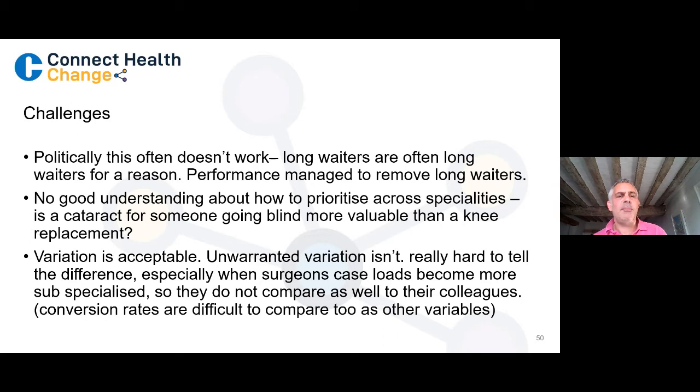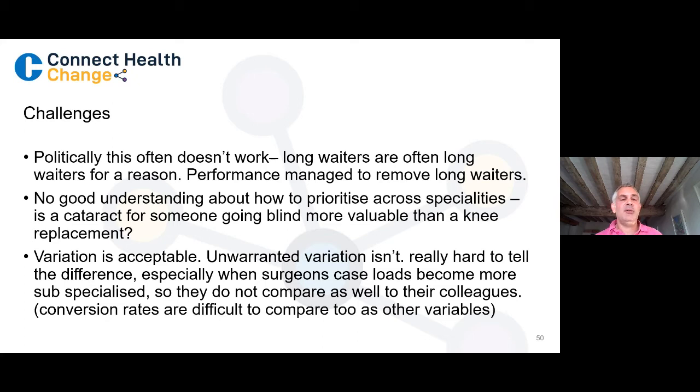We also struggle to compare across specialties. So is a new hip in someone that can't walk more valuable than a cataract for someone that can't now see? It's often really hard to see true unwarranted variation and separate it from warranted variation, especially in the world of increasing subspecialisation, where clinicians may not have comparable patient groups, and therefore the proxies that we've tended to use in the past, of conversion rates, for example, cease to be as helpful.